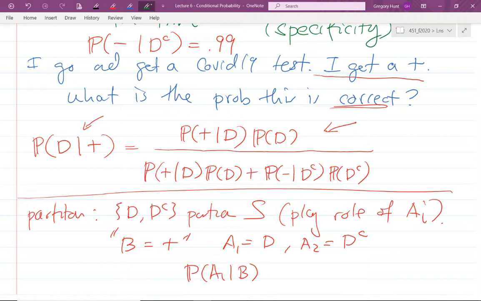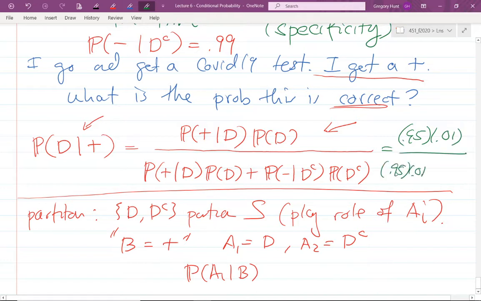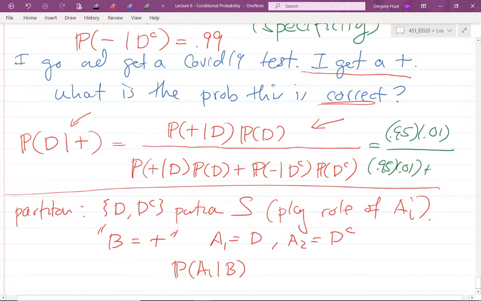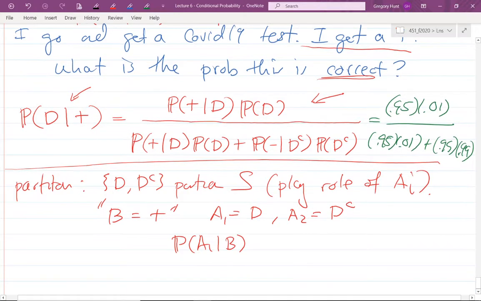And we know all these numbers now, right? So this is 0.95 times 0.01, divided by 0.95 times 0.01 plus 0.01 times 0.99, where 0.99 is our specificity rate. A little hard to read, but that's what it comes out to be. If I do that calculation, it turns out to be about 0.49, or about 50-50.